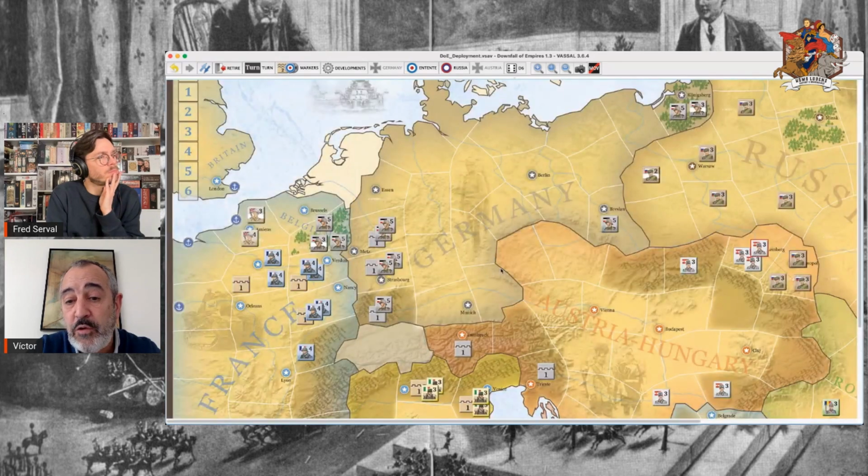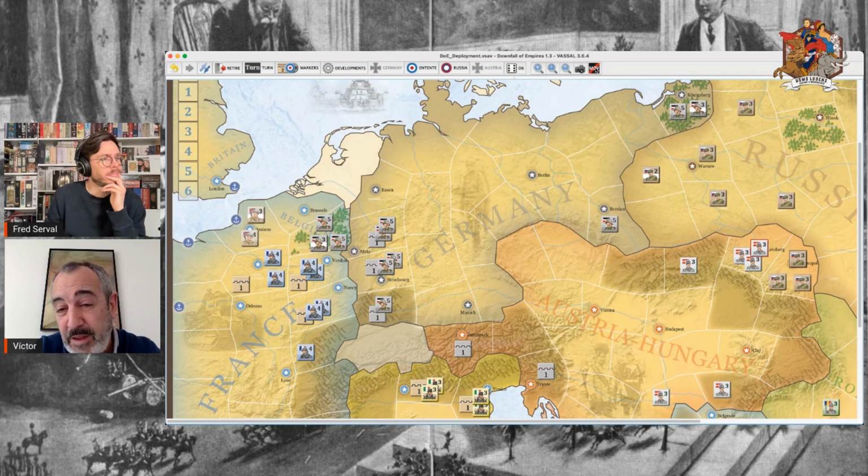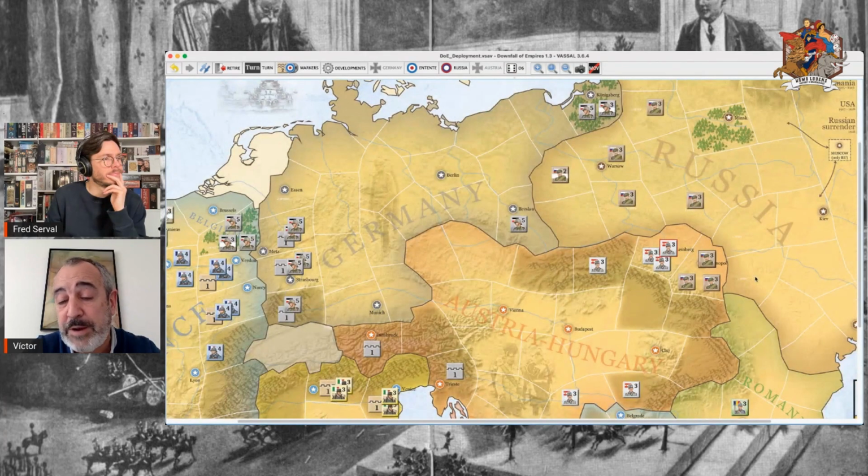Look again. In your next turn you can move to Cluj or even to Budapest. It would be very bad for you because you are very far away from your source of supply, and then your supply will be cut very easily. On the other hand, I am at my source of supply. In Lemberg I have supply, and I have supply in all parts here.